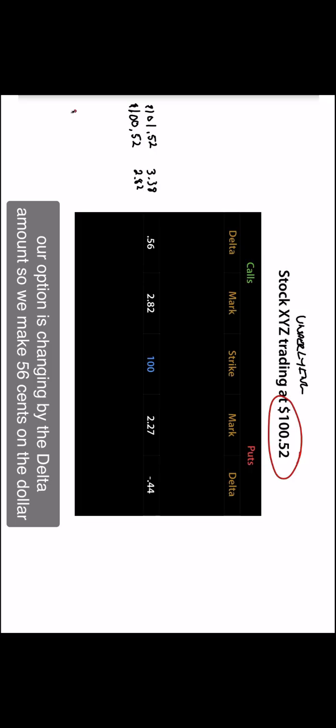Let's compare two workers. If you had two workers that were both doing work, one might be getting paid $1 an hour. The other is getting paid 56 cents per hour, right? Yeah. That's kind of the concept here: the stock went up $1 in value, but our option is changing by the delta amount. So we make 56 cents on the dollar in that example.